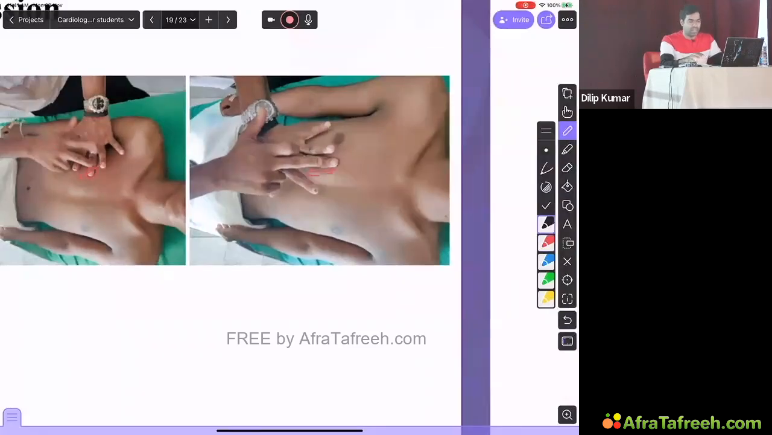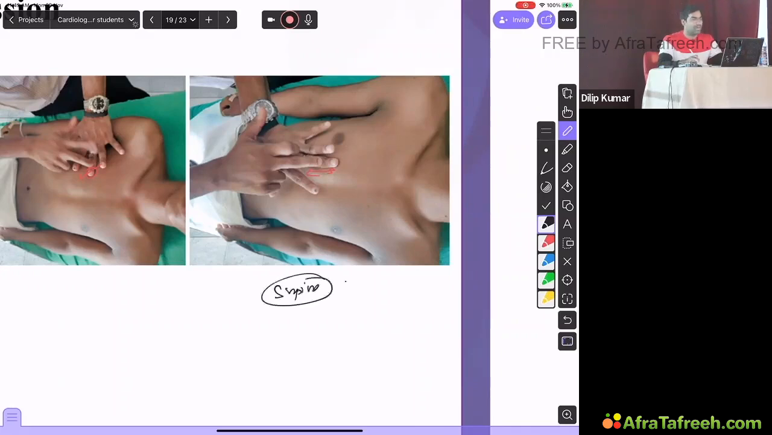And the patient should be in what position? What position should the patient be in? See there and say. Supine position. That's all. Percussion should ideally be done in supine position. Sitting position, doing this is very, very difficult. That's why we do it in supine position.